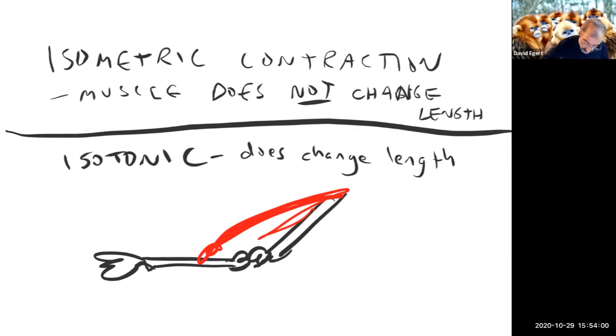So here's my muscle. My muscle is generating some contractile force. Assuming that my hand is not pulling harder, then my hand is going to go up. The muscle will get shorter. That's called a concentric contraction.